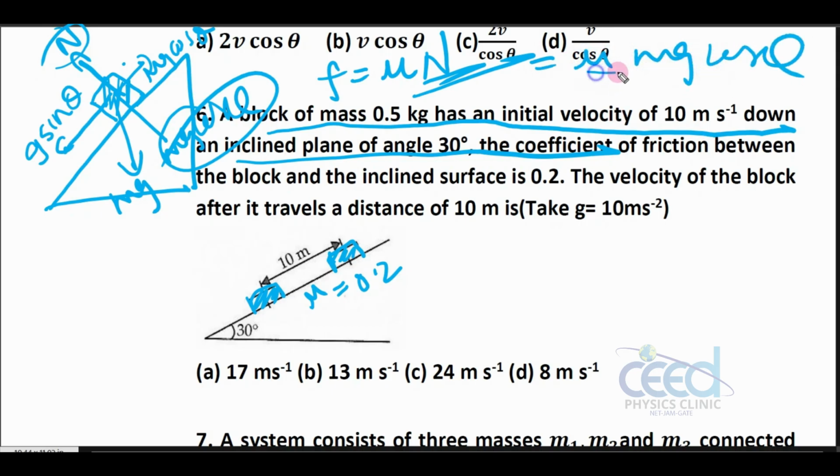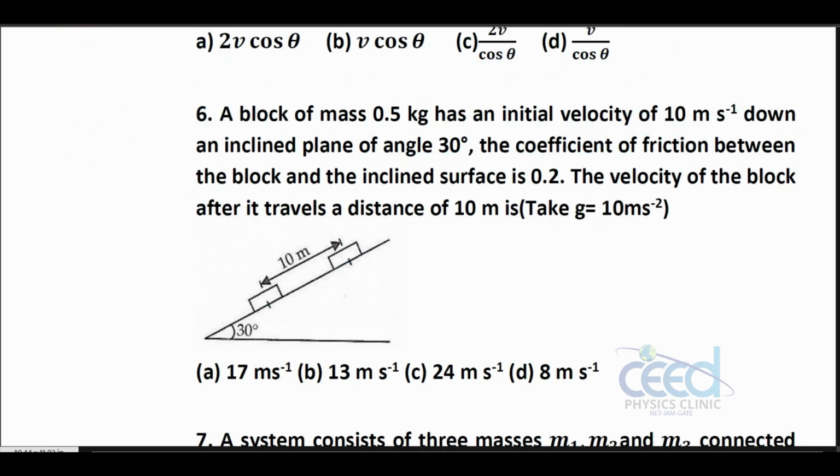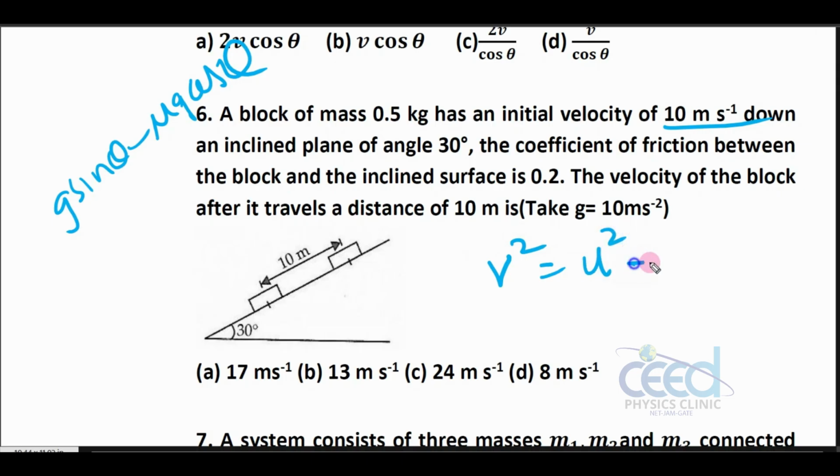Then what is the acceleration corresponding? Mu g cos theta. So in a rough inclined plane, the resultant acceleration you can write as g sin theta minus mu g cos theta. G sin theta downward and mu g cos theta upward is the resultant acceleration. Right. Now initial velocity is given, then the equation of motion: v square is equal to u square plus 2as.